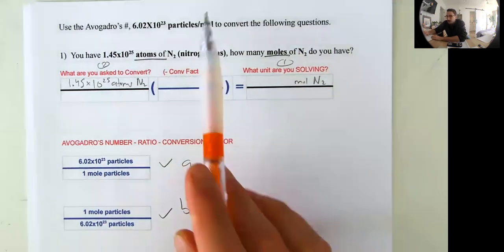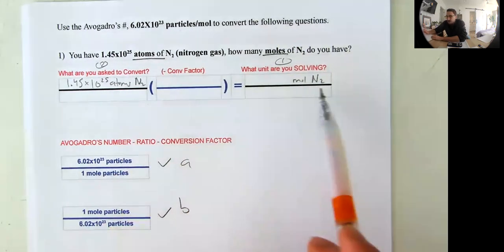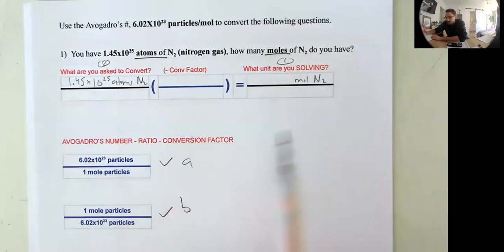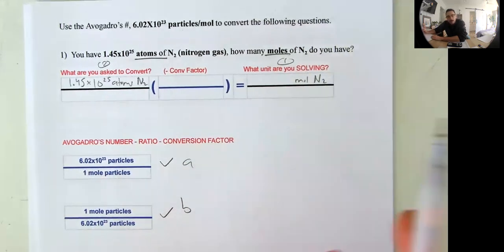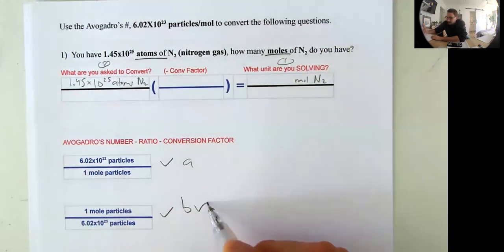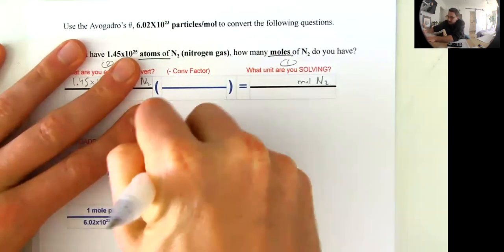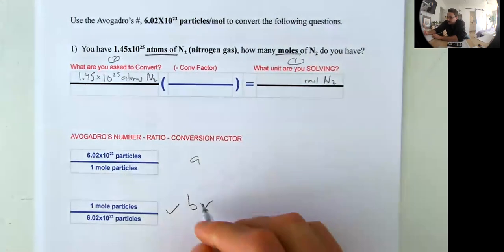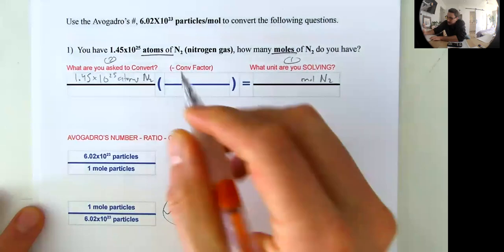Whenever you're converting particles like atoms into moles, or moles into atoms, you're going to use either the A or B conversion factor. If you said B, you got the correct answer. This is the correct answer right here, not A. I don't know why I put a check mark there. Let's erase that. B is the correct answer for this problem. So we put it in exactly like that.